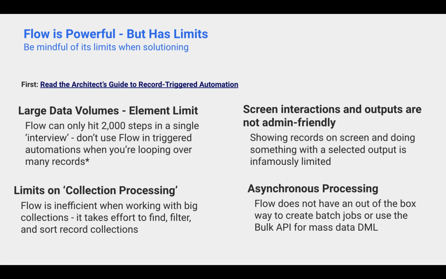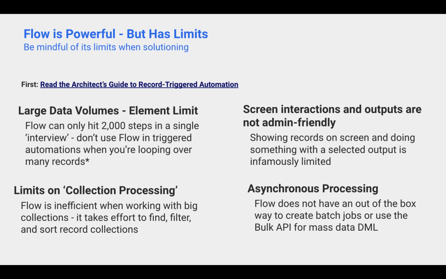The other one is limits on collection processing. What we mean by collection processing is performing actions or looking for stuff within a record collection or a collection variable within flow. If you want to find a record within a giant collection, you have to loop over it, which presents a problem if you have a lot of records in a collection. If you wanted a single record or maybe 10 records, you've got to loop over all of them. Apex has lots of handy little methods to help you avoid those limits. So that's another big cue for when you should use an action.